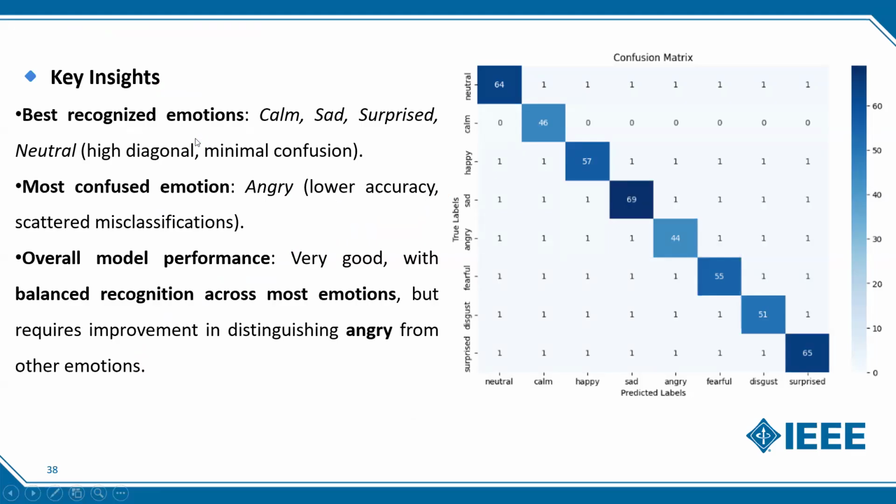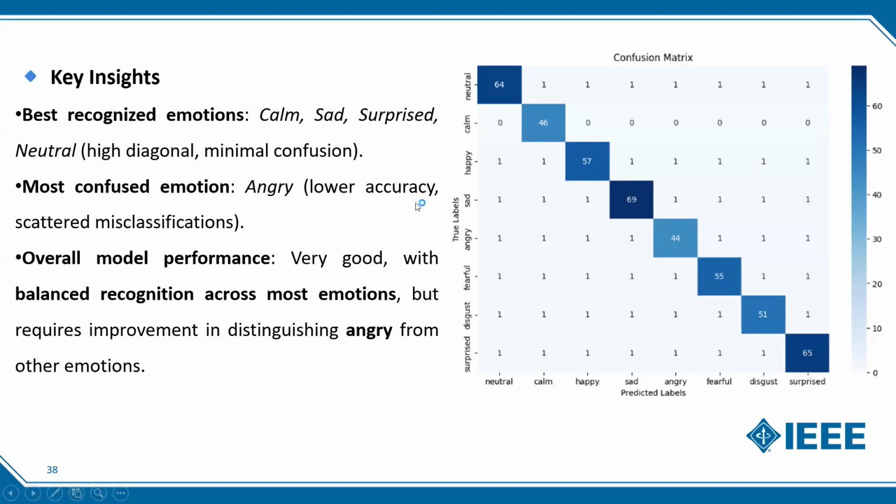So the key insight is the best recognized emotions are calm, sad, surprised, and neutral, because they have high values in the diagonal. That means there is minimal confusion, and the most confused emotion is angry.